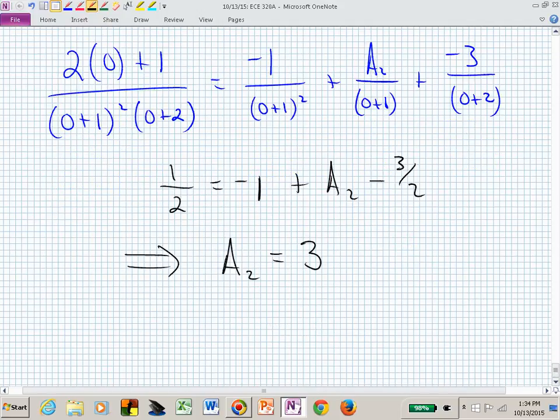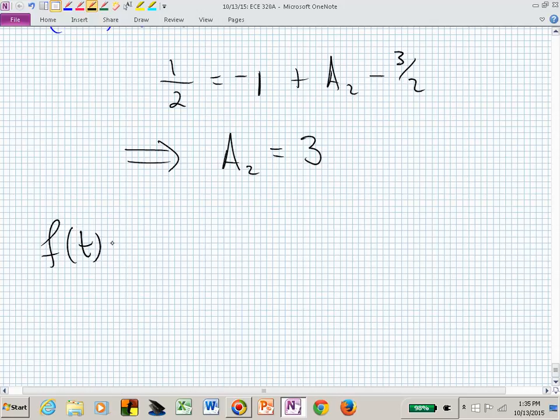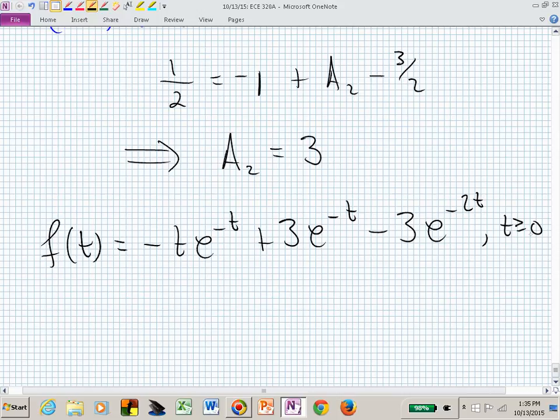I had minus 5 halves. I add 5 halves to both sides. I get 6 halves, which is 3. Now I can write down f of t. I had minus 1 times t, e to the minus t, plus a sub 2, which is 3 e to the minus t, plus a sub 3, which was minus 3 e to the minus 2t, t greater than or equal to 0. And I would be done.